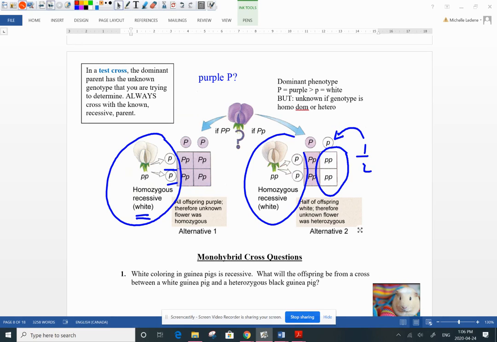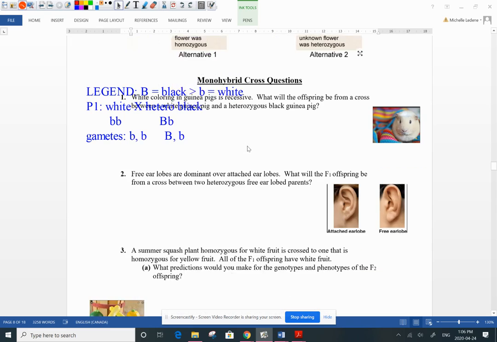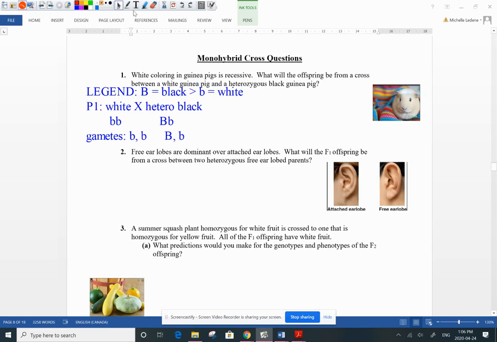Okay, so as you're working your way through these questions, please make sure that you are following the steps. And the steps involve you starting out by writing a legend. So here's an example. You're doing a monohybrid cross, and we're looking now at guinea pigs, and we're looking at the color of their hair or fur. So we're going to cross a white guinea pig and a heterozygous black. So we set up our legend first. White and heterozygous, that indicates that the black is the dominant. And so big B is black and white is recessive, little b.